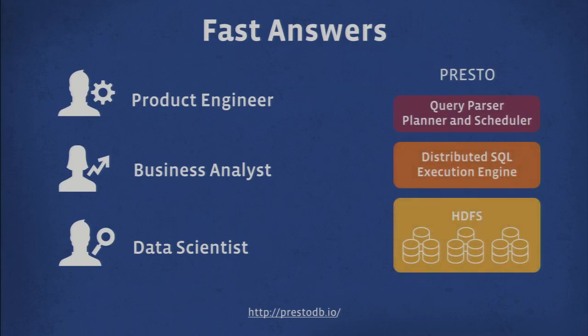And for those who need fast answers, and we're talking about not computer scientists, so product engineers, business analysts, PMs, data scientists, we have something called Presto, which I talked a little bit about earlier. Presto skips the whole MapReduce implementation that Hive has, and it implements its own distributed SQL execution engine. Now, it makes certain trade-offs to be low latency. For instance, there's no recovery of query failure. So if a process dies in the middle of it, you just rerun it again.